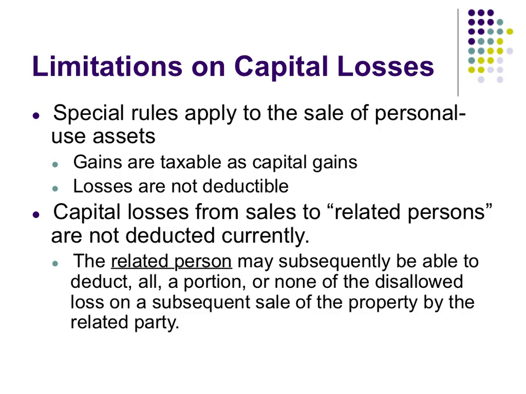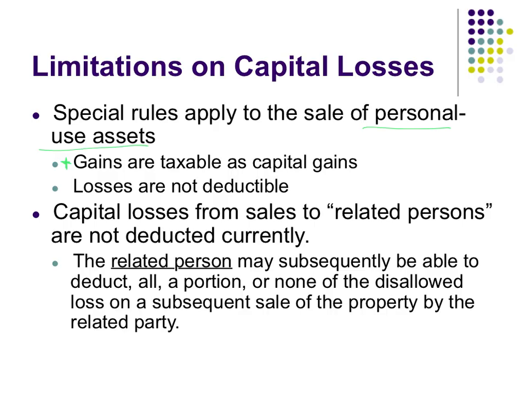We've already talked about some of these limitations, but let's talk about personal use assets. Say you sell your car, and for some reason, magic, you sell your car at a gain, and you've had this car for more than a year and a day, then that gain is going to be taxable as a capital gain. Alternately, and more likely, if you sell your car, you're going to sell it for less than you bought it for, and that would be a capital loss.